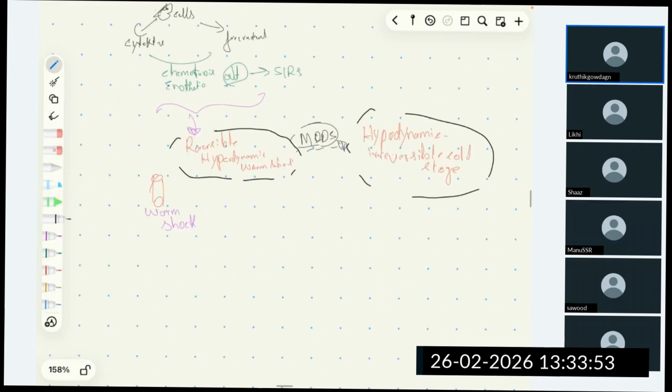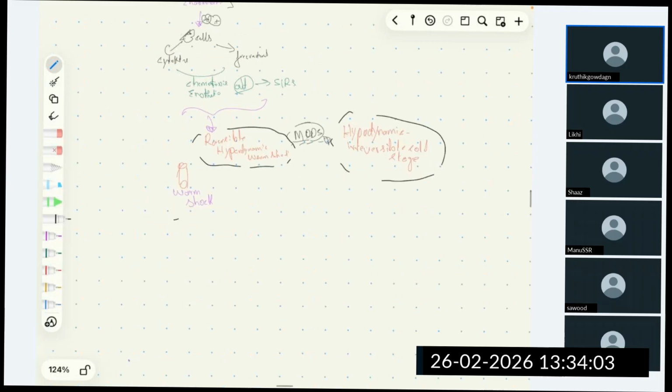In reversible hyperdynamic septic shock, the condition is reversible. The patient has an inflammatory response. So, as clinical manifestation, the patient has fever, tachycardia, and tachypnea. The pyrogenic response is still intact. The patient should be adequately treated in this phase to prevent him from proceeding on to the hypodynamic irreversible cold stage.